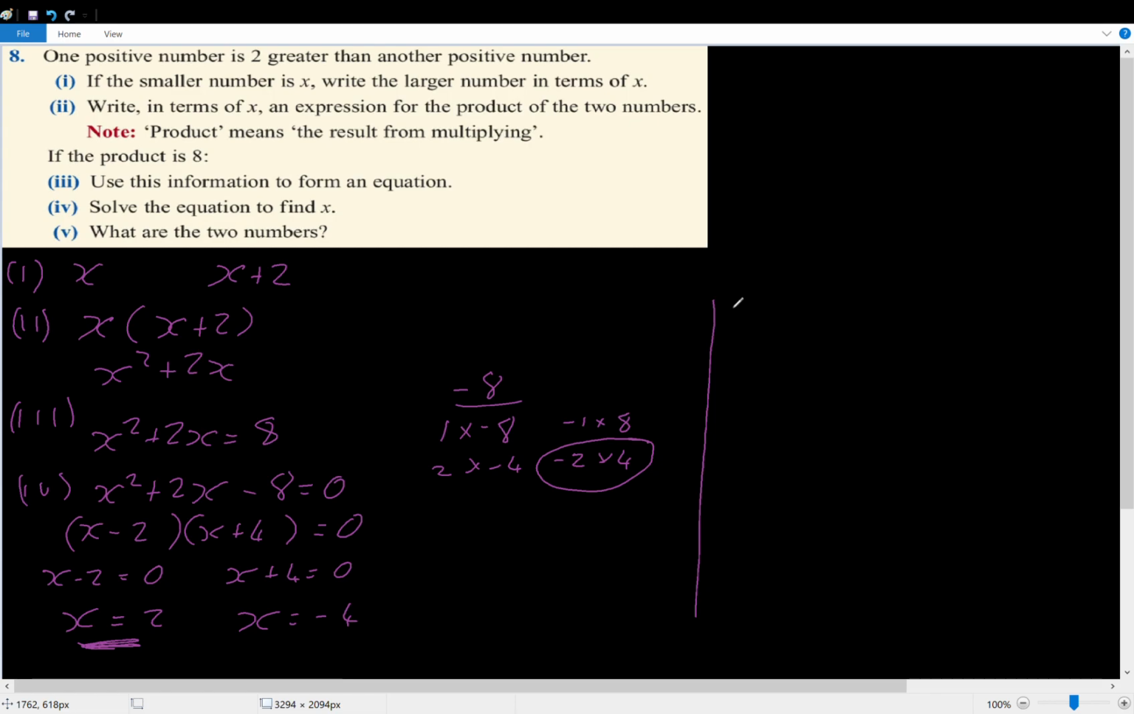And then for part 5 of this, we're asked what are the two numbers? Well, if the smaller number, x, is equal to 2, that would mean that x plus 2 will be 2 plus 2. So it's just going to be 4. So 2 and 4 are the two numbers that they're referring to in this question. And that's that.